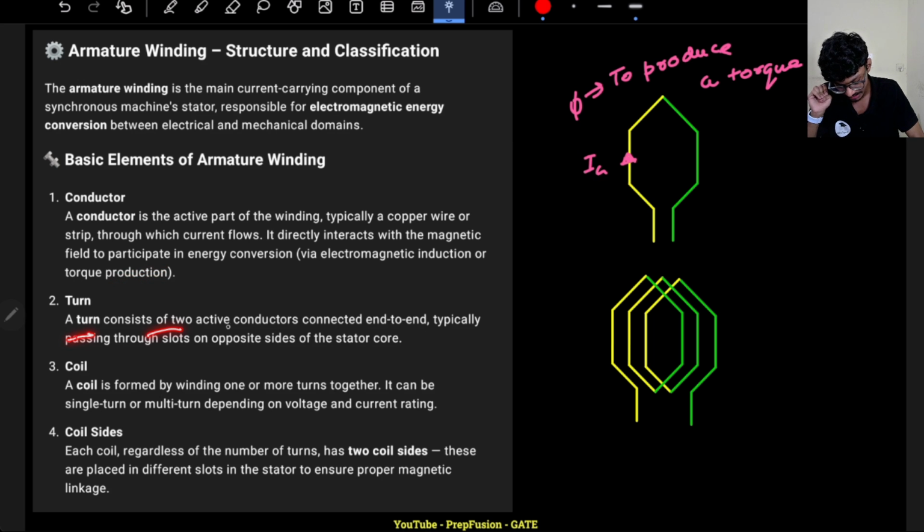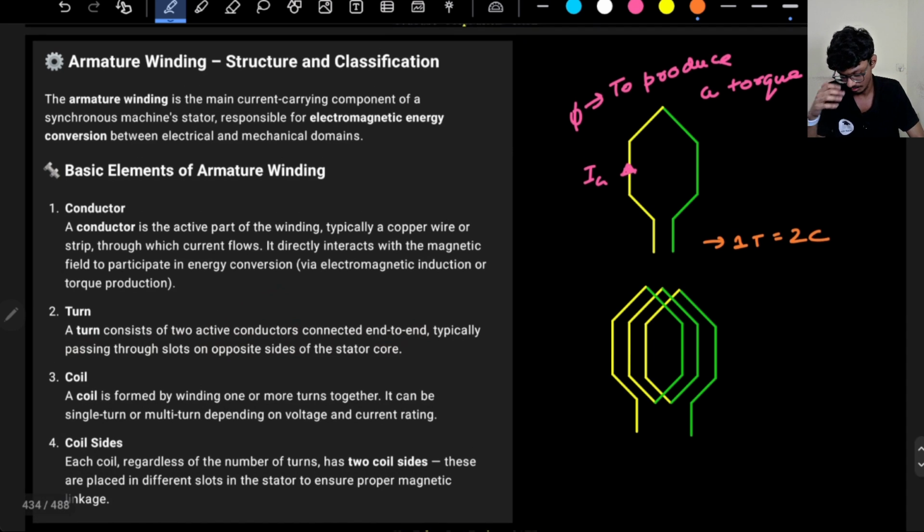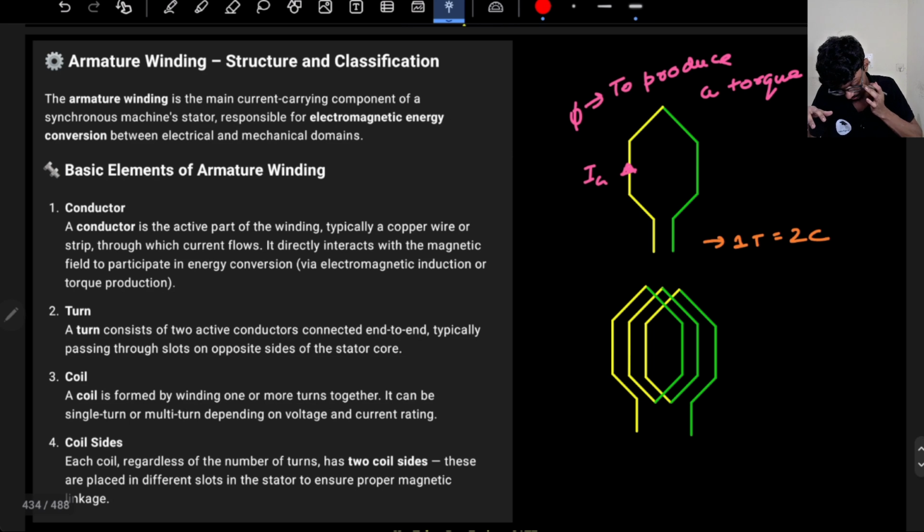Turn: a turn consists of two active conductors connected end to end. So this is a single turn, 1T, and it has two conductors. One turn will contain two conductors, two turns will contain four conductors, four turns will contain eight conductors. Now coil. A coil is formed by winding one or more turns together. It can be single turn or multi turn depending on voltage and current rating.